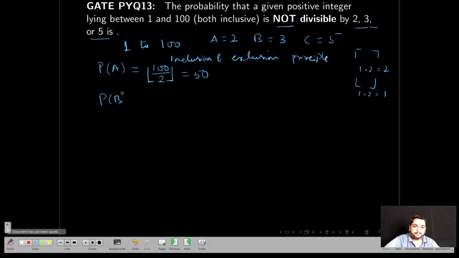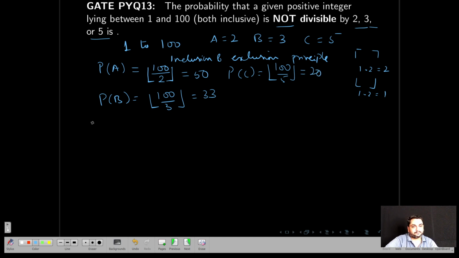Similarly, P of B is equal to floor of 100 divided by 3, this is 33. Then P of C, divisible by 5, is 100 divided by 5, which is equal to 20.